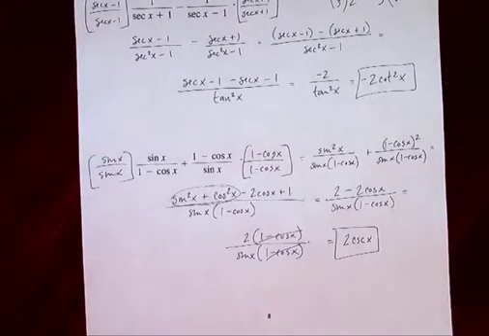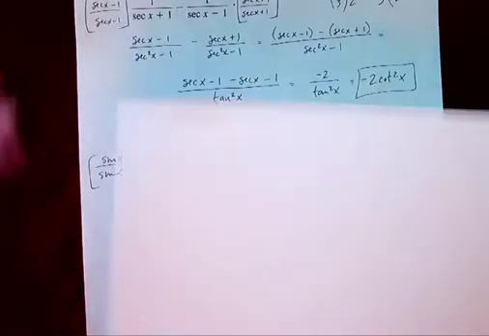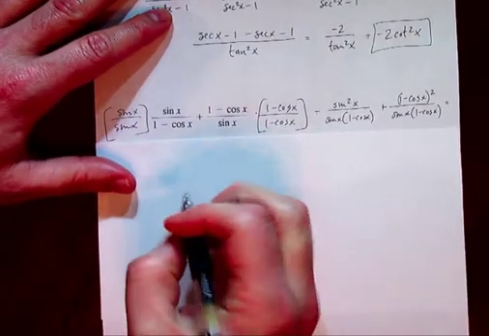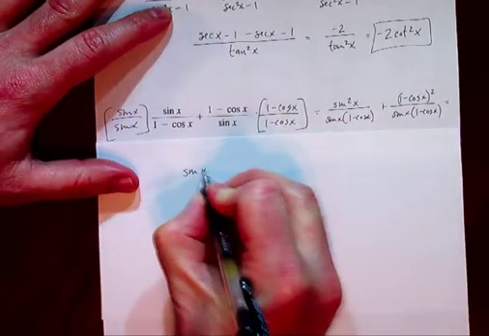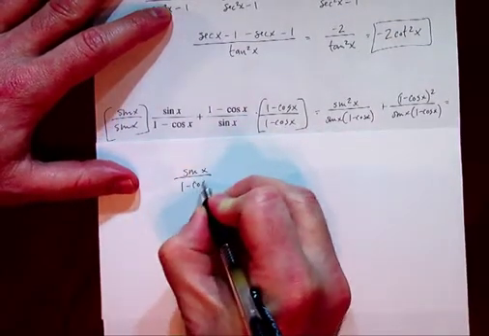Now there is another way to do this, okay? I will go ahead and show that to you real quick. Let's go ahead and copy that down. We have sine x over 1 minus cosine x.